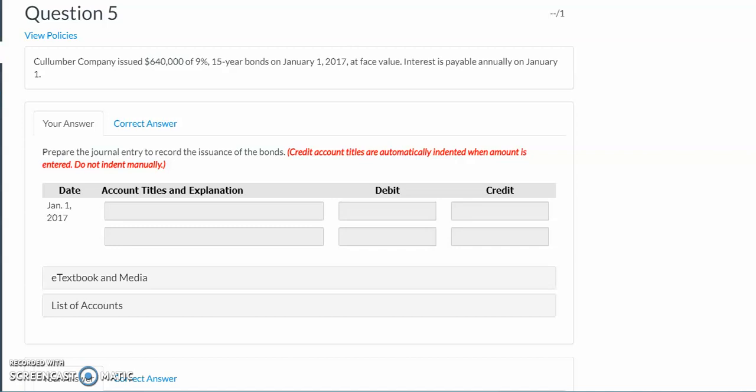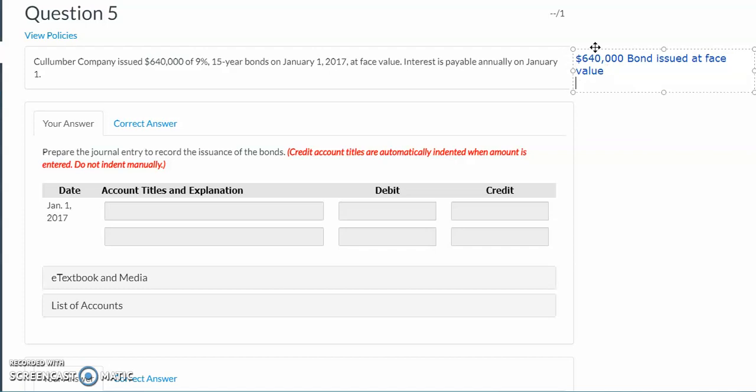When you come across a problem, I recommend writing down the main information that you're going to be needing, so that way as you're scrolling up and down, it's easier for you to remember everything. So the bond is for $640,000, and it is issued at face value, which basically means that the amount of cash received up front is going to be the same as the amount of cash that needs to be paid back at the end of the term of the bond. So at maturity, you also will pay back the same dollar amount.